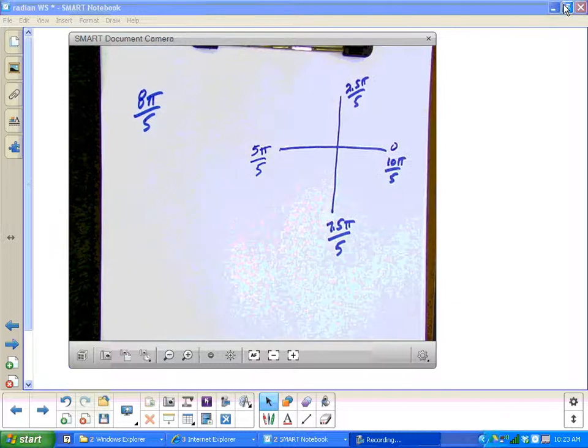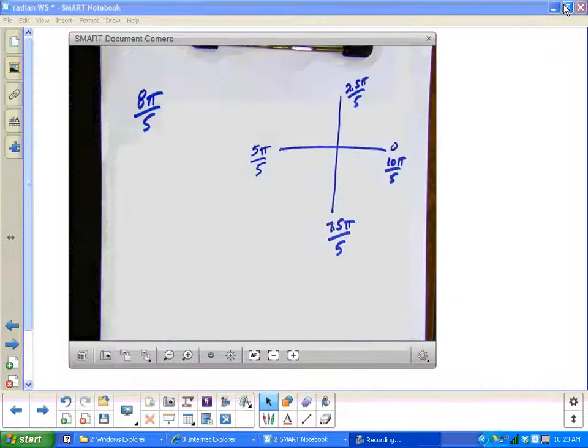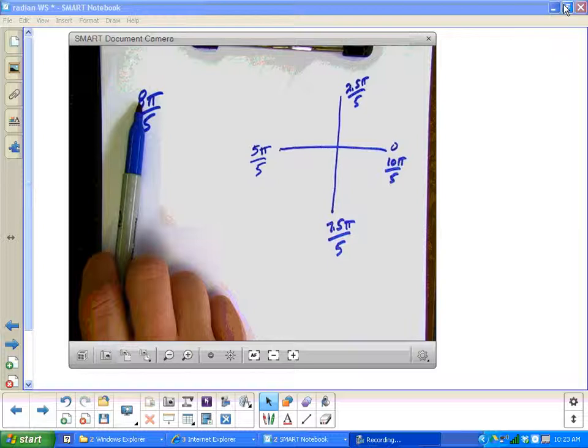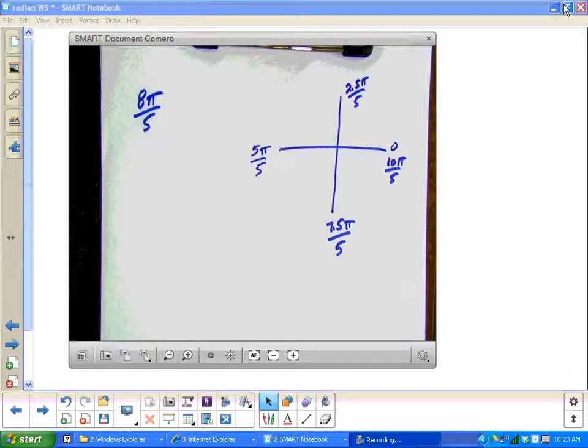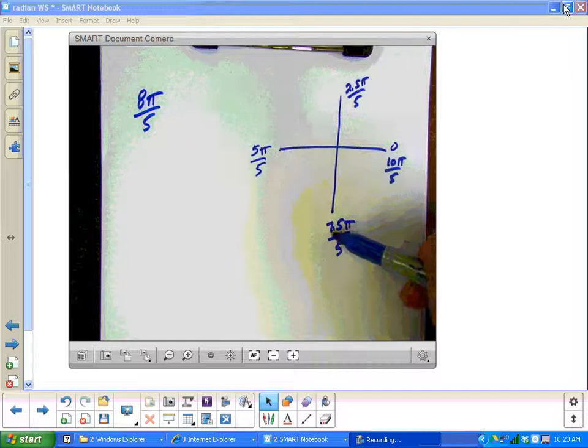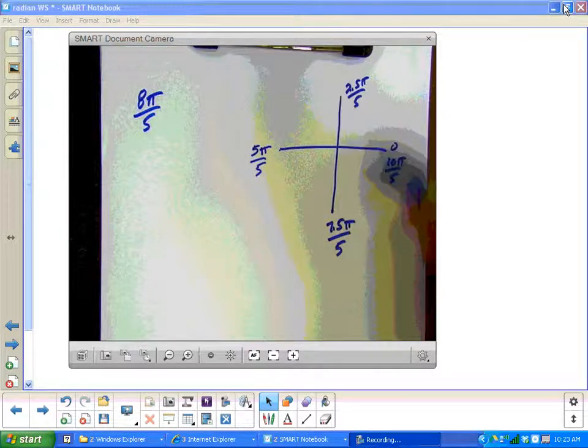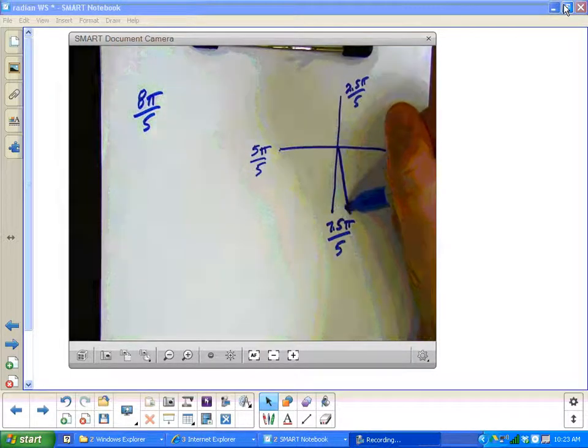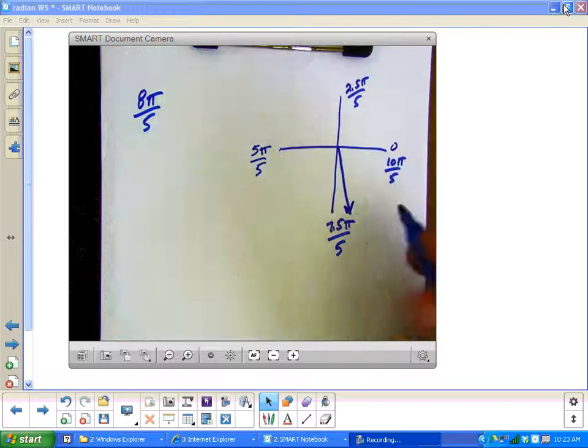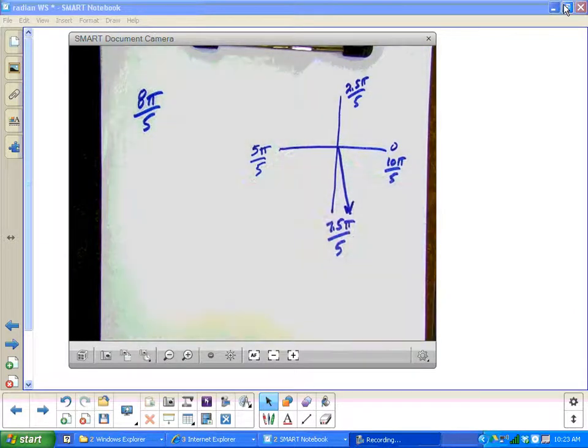Now, let's look. Where would 8 pi over 5 be, what quadrant would that fall in? The fourth, because it would be just past 7.5 pi over 5. Does that make sense? So it would be about right here. This would be my 8 pi over 5 in the fourth quadrant.